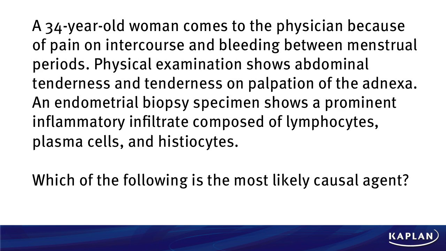Today we have a 34-year-old woman who comes to the physician because of pain on intercourse and bleeding between menstrual periods. Physical examination shows abdominal tenderness and tenderness on palpation of the adnexa. An endometrial biopsy specimen shows a prominent inflammatory infiltrate composed of lymphocytes, plasma cells, and histiocytes. Which of the following is the most likely causal agent?